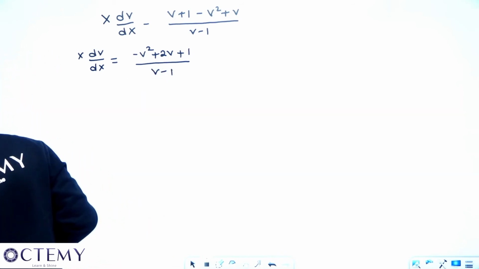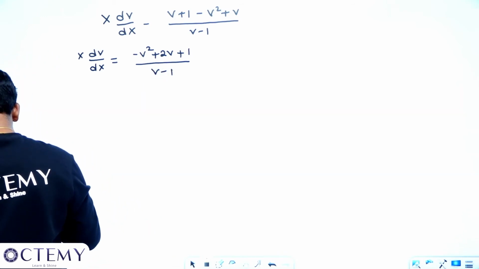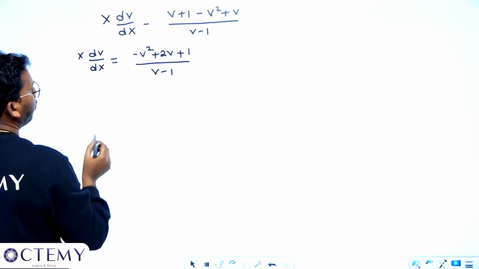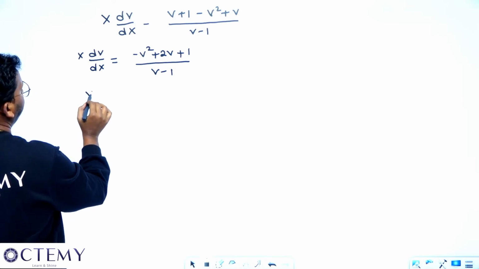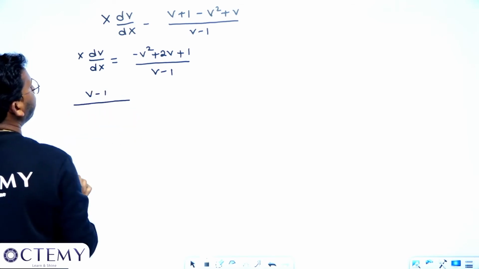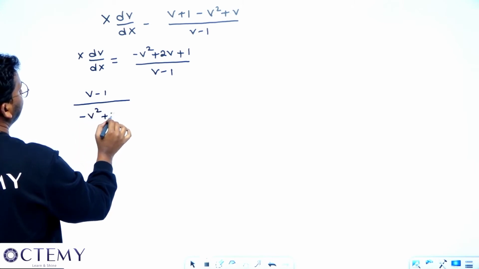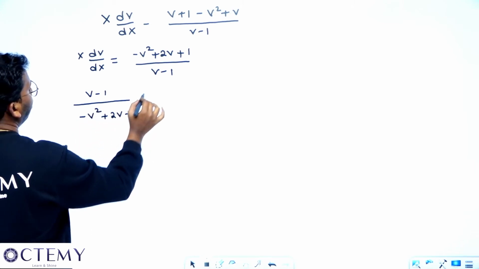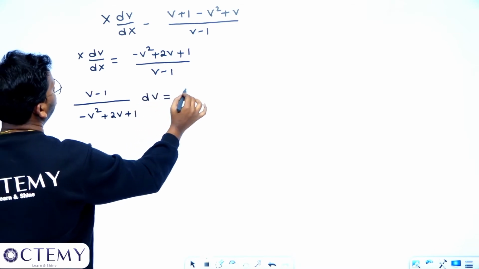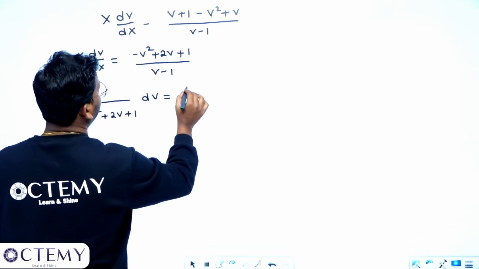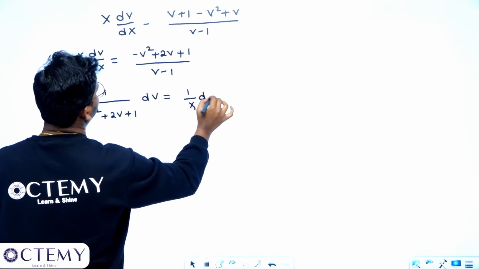Right? Now you have to do variable separable form. So see sir, if I do variable separable form, I'll get it like this. It will become (v - 1)/(-v² + 2v + 1) dv is equal to 1/X dX, right?